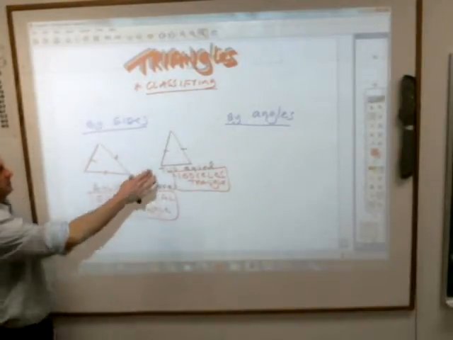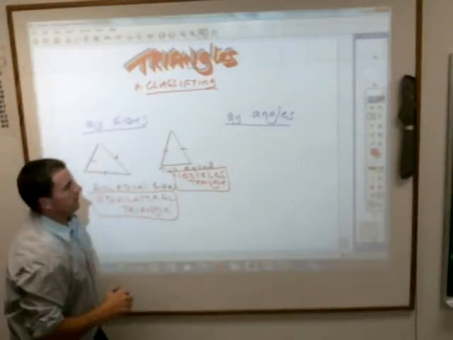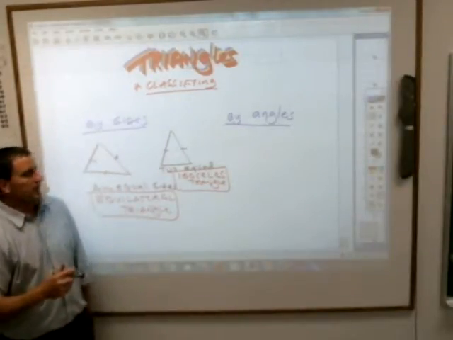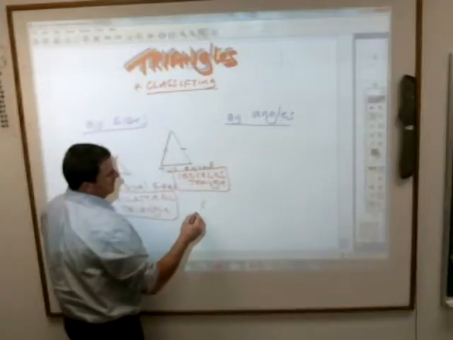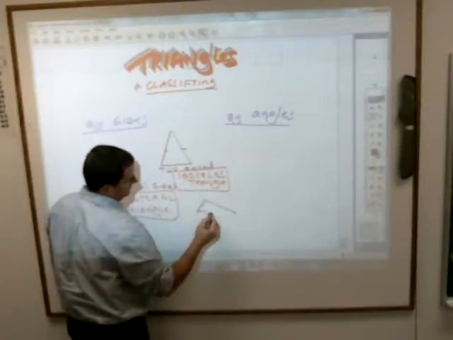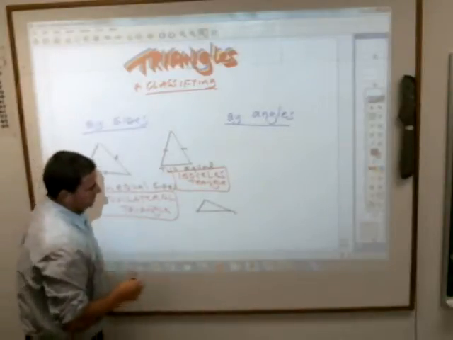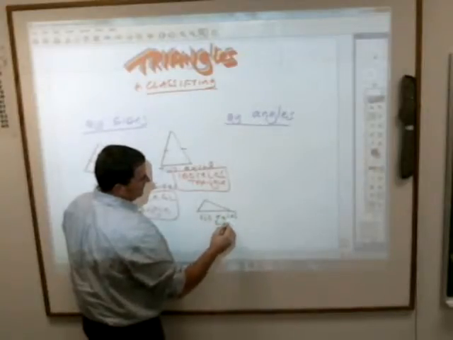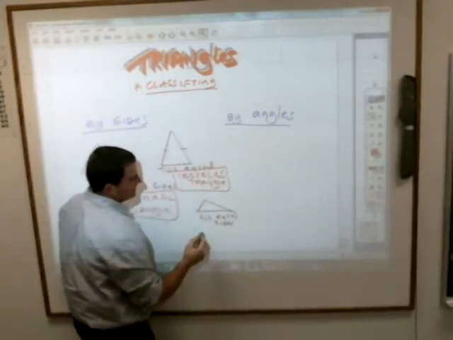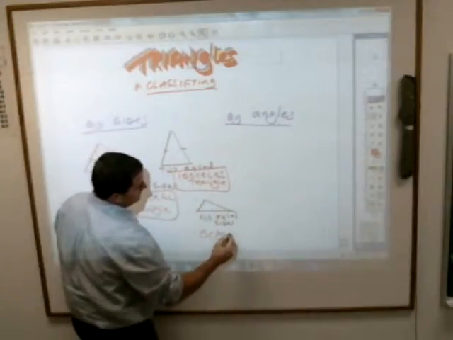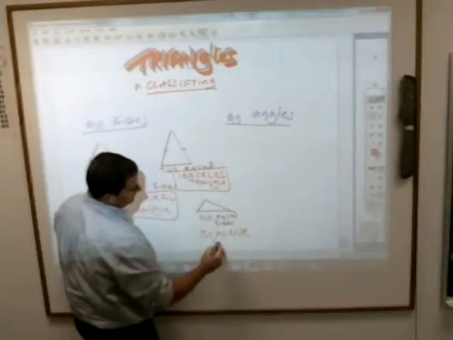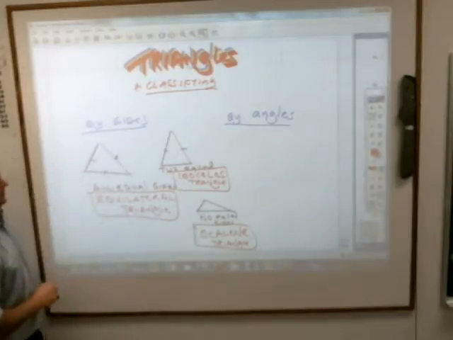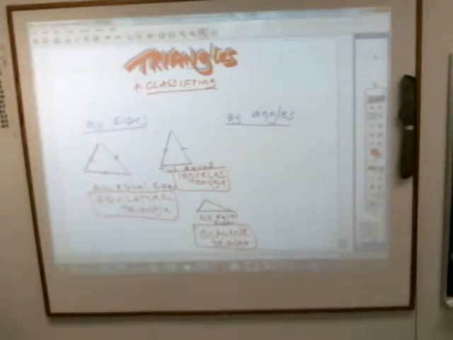Okay, so we've got a triangle that has two equal sides, a triangle that has three equal sides, and the last possibility is what? How many equal sides? None. We already had three equal sides. No equal sides. A no equal side triangle is called scalene. So you need to know those three different types of triangles: an equilateral, an isosceles, and a scalene triangle.